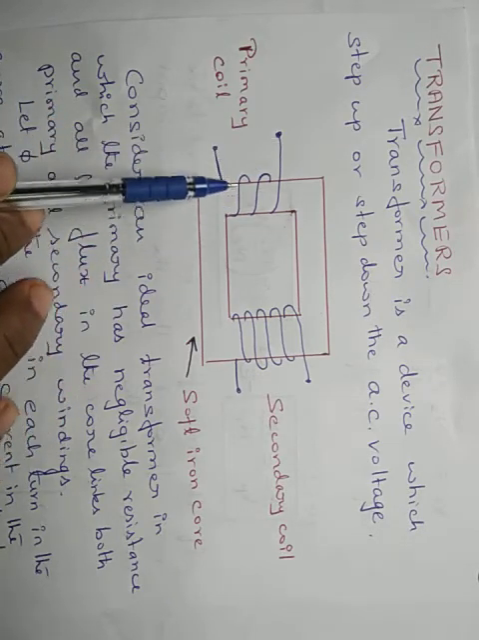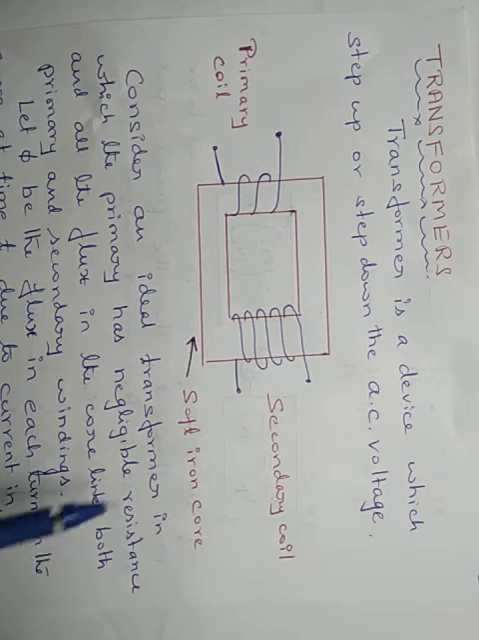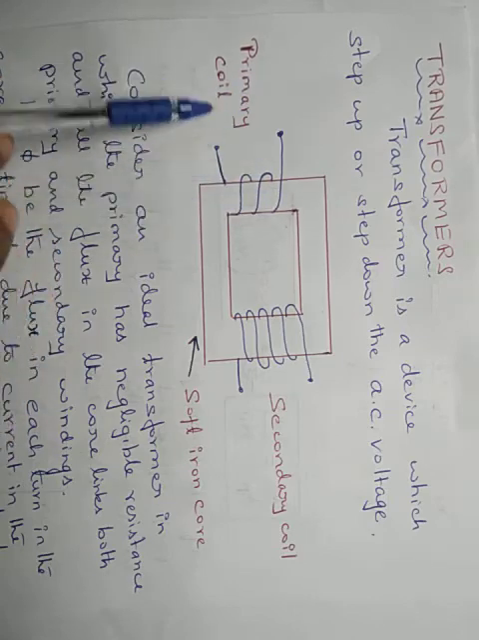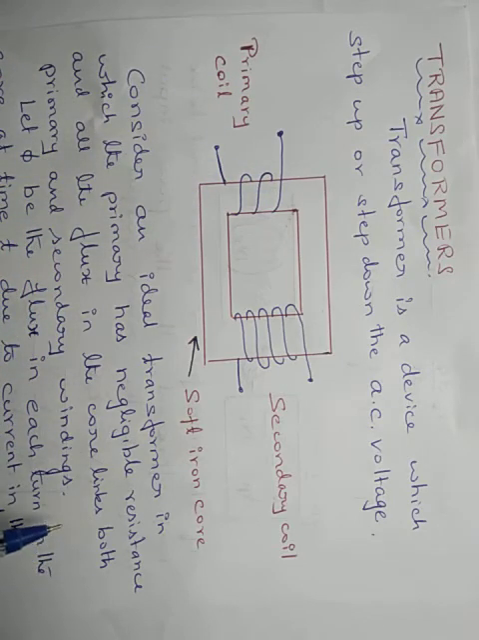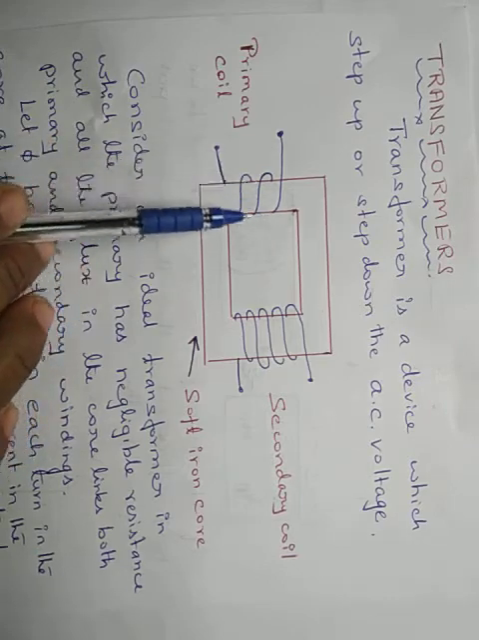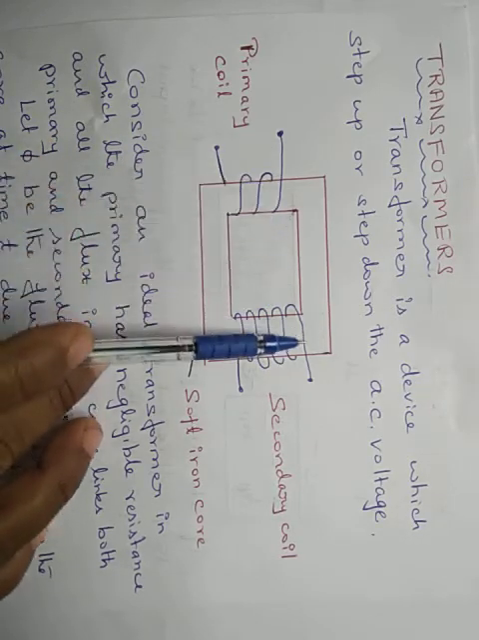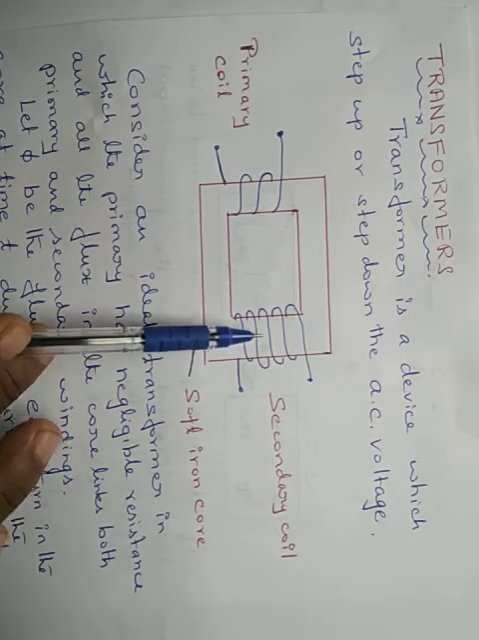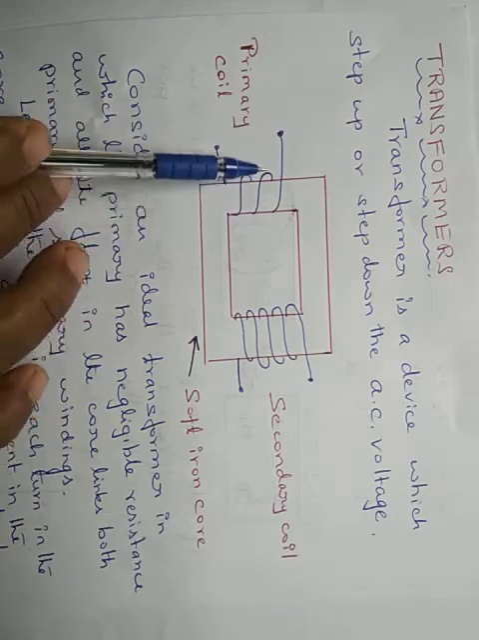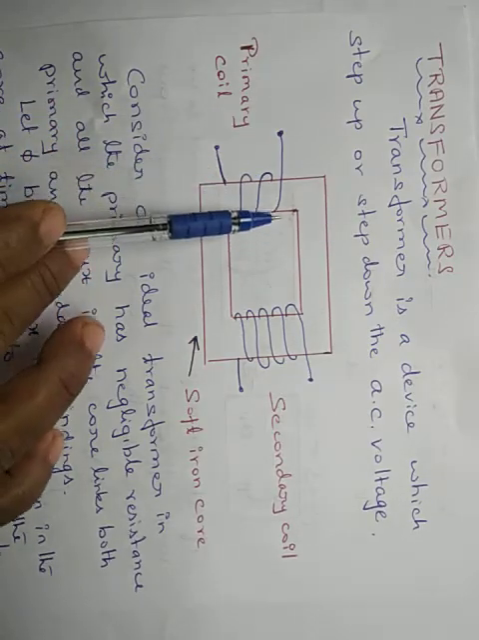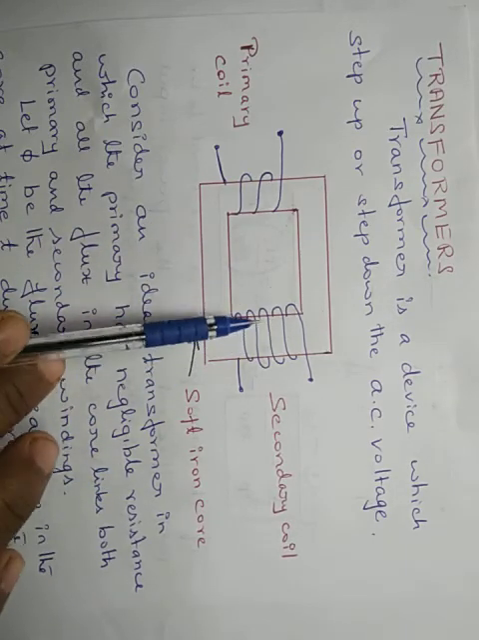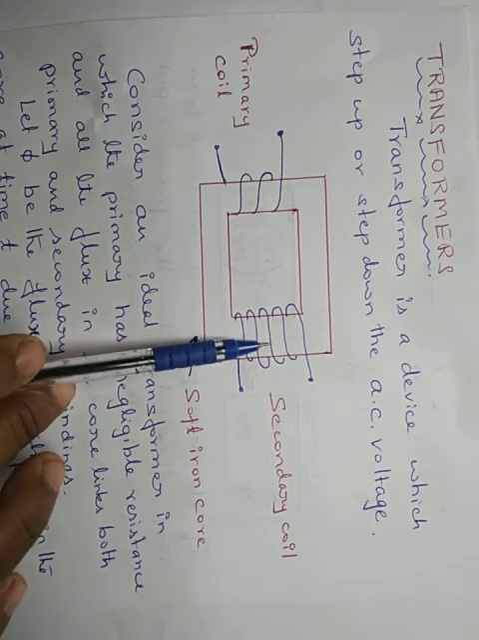So, this coil you can term as the primary coil, and this coil you can term as the secondary coil. To this primary coil we give AC input. As the current varies, the magnetic flux linked with this coil also varies. As the current varies in the primary coil, the magnetic flux linked with the secondary coil also varies. So, that will induce an EMF in the secondary coil.